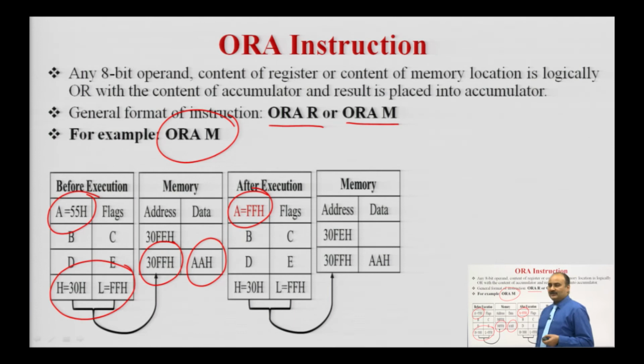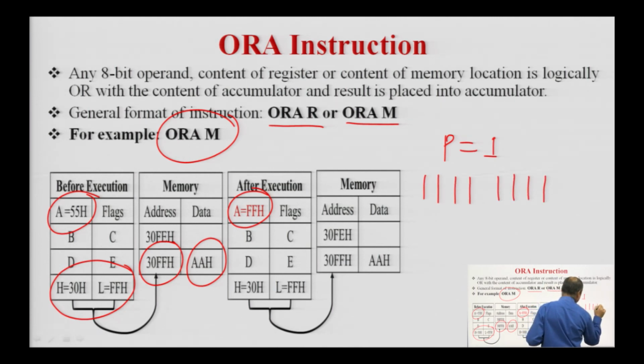After the execution of this instruction, the result will be stored into the accumulator, and according to the result of operation, the flags are modified. Here again the parity flag is set to 1, because the result consists of an even number of ones. The result has 8 ones, which is an even number of ones. That is why the parity flag is set to reflect the result of operation.